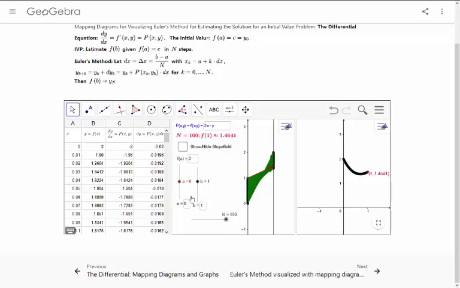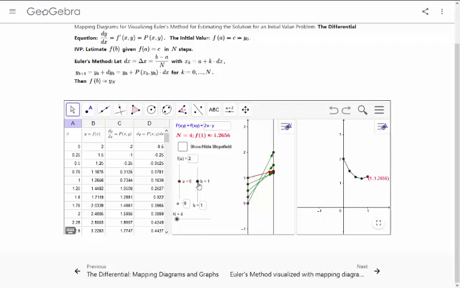To summarize, we've used Euler's method to estimate the solution to the differential equation. The derivative is 2x minus y, with the initial value of f at 0 being 2, and we've used that to estimate the value of the function at 1 with n equals 4 as our starting choice, giving us 4 steps in Euler's method to estimate the value of the function at 1.